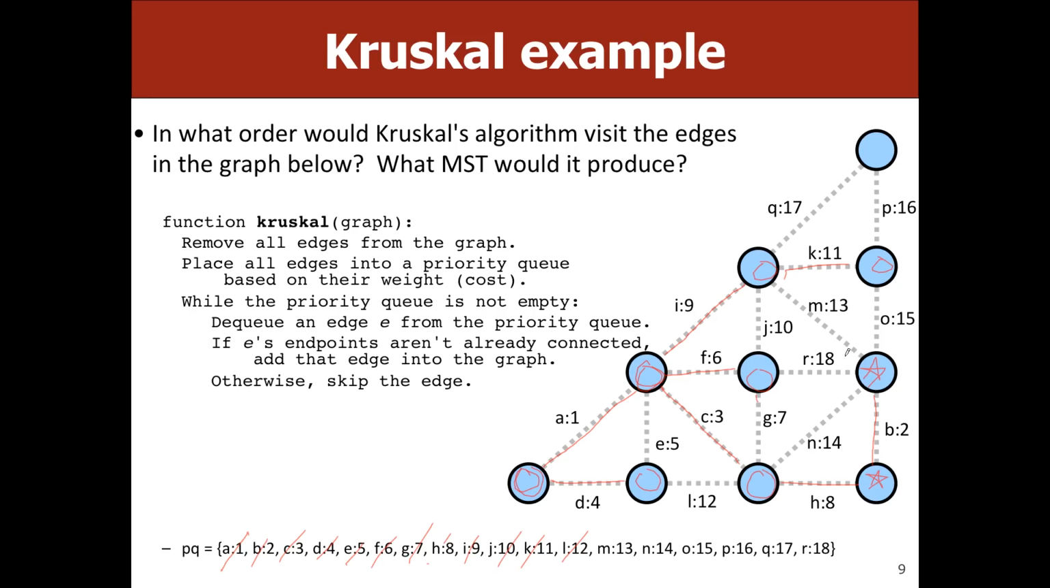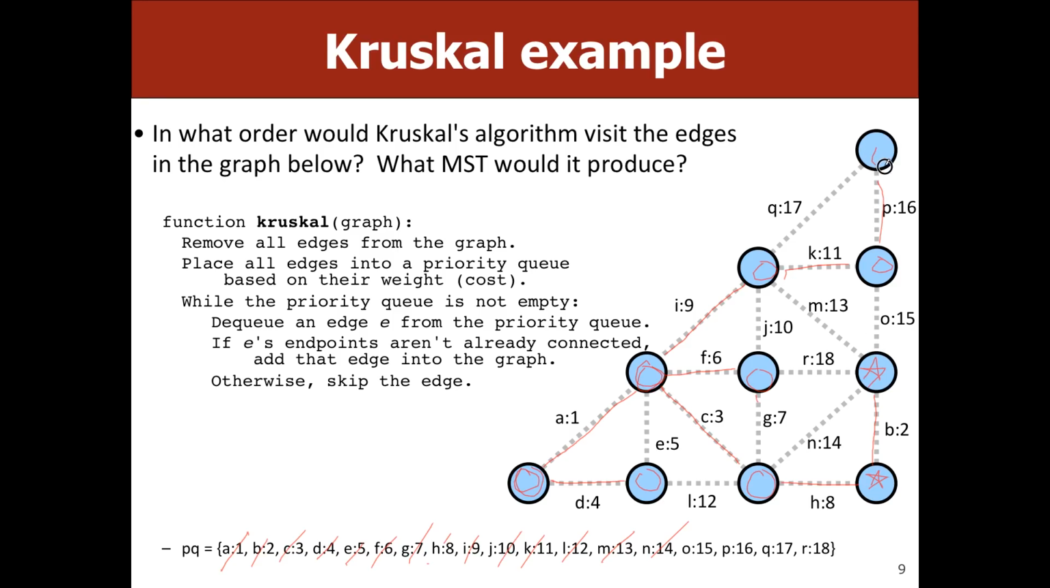Include? Don't include? Yeah, so if we included M13, we would have a cycle going from here, here, here, here, here, and back. So we don't want to include it. Okay. N14, here to here. Include? Don't include? Yep. O15, which is here to here. Include? Don't include? Okay. P16, which is here to here. Include? Don't include? Okay.